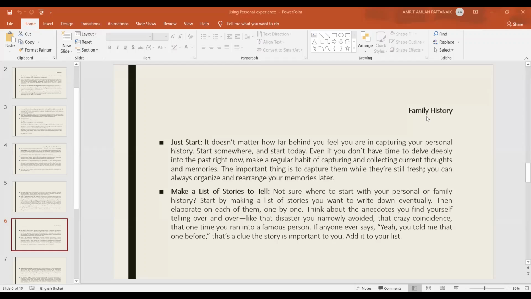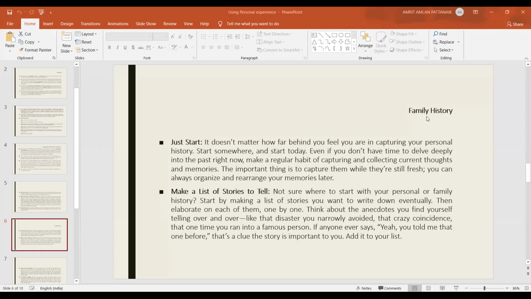The first one is just start. It doesn't matter how far behind you feel you are in capturing your personal history. Start somewhere and start today. It's something that I would reiterate from the last session itself, that you might find it difficult whenever you want to start developing ideas which could be converted into screenplay. But what is crucial is a start.